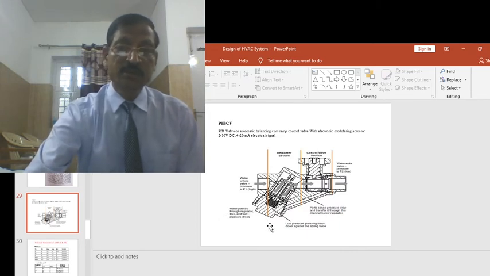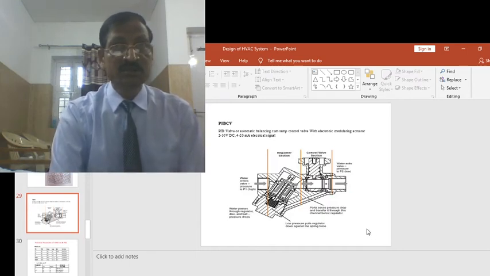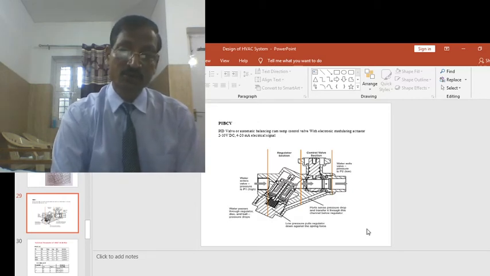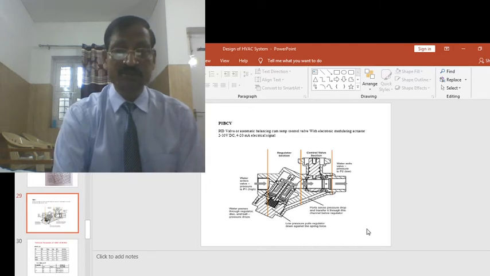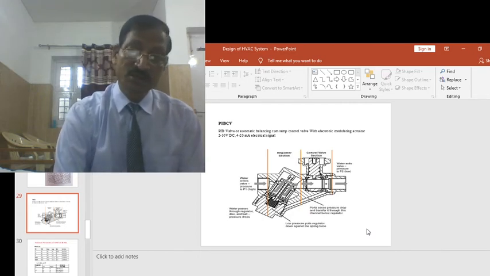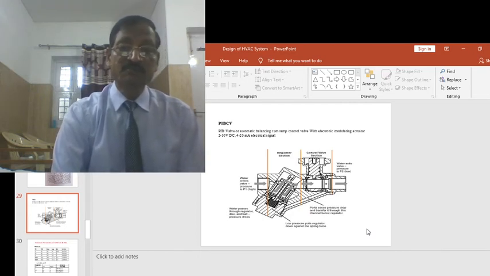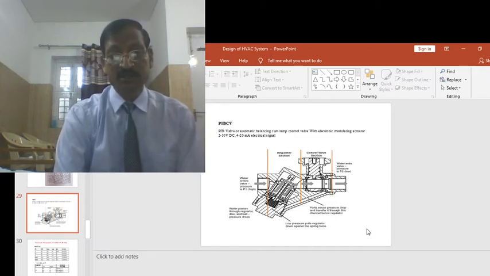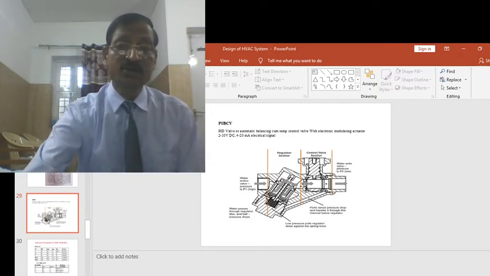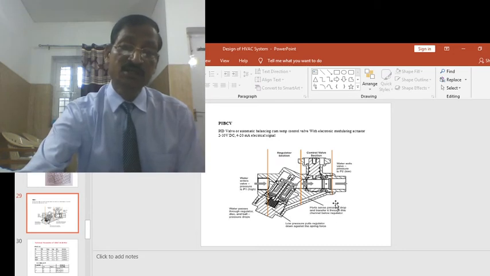This is a pressure independent balancing cum control valve. Earlier we used the reverse return system in chill water line to have an equal friction drop in the pipeline, because if the equal friction drop will not be there, then water will not flow inside the unit. The pressure independent balancing cum control valve has eliminated this reverse return pipe, and it balances and controls the flow of the water in the system.